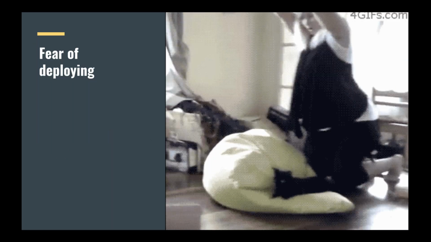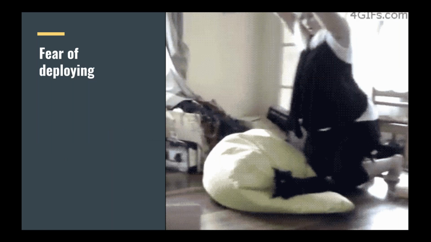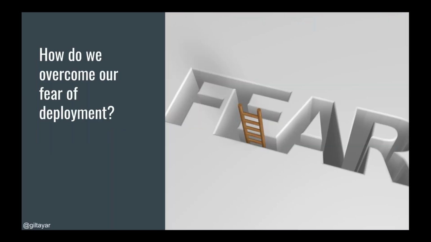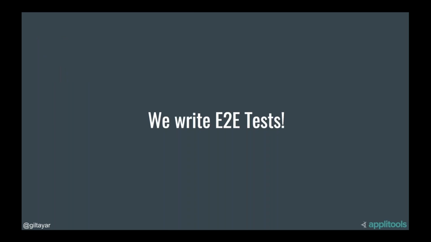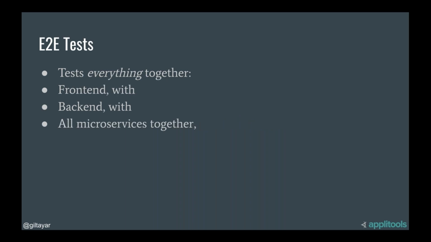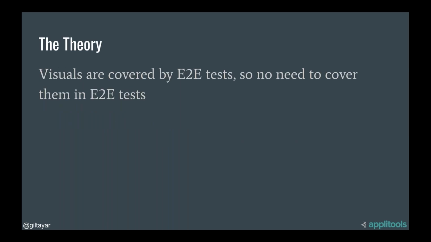Let's talk about other fears, because fears of development, we've solved. The puzzle is solved, but there are other fears connected to software development. One of the fears is fear of deploying. Deploying itself is a fear. And how do we overcome that? The answer is we write end-to-end tests, full end-to-end tests, because up till now we were talking about integration tests mostly. End-to-end tests test everything, the front end with the back end, all microservices together in an environment that is as close to production as possible.